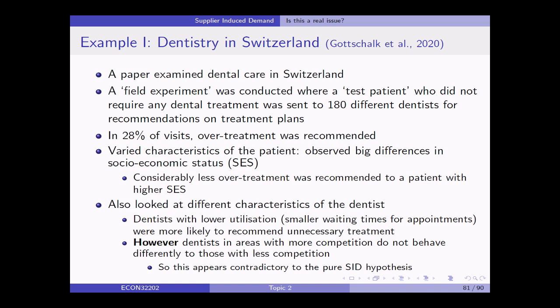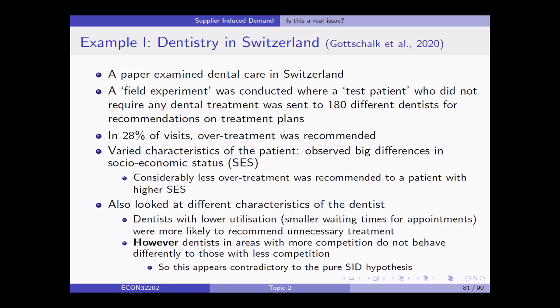They looked at the characteristics of the dentist. So in Switzerland you could get information on how many patients were registered with the dentists, and dentists with lower patient list sizes and smaller waiting times were more likely to recommend treatment that wasn't needed. And again, that's consistent with supply-induced demand. You are a dentist, you haven't got as much demand as you need, you see a patient come in, you tell them they need something that they don't actually need.